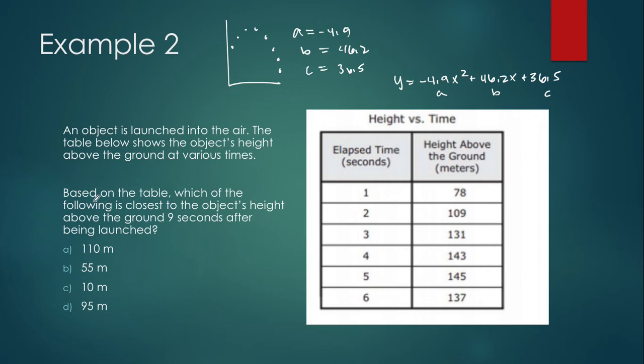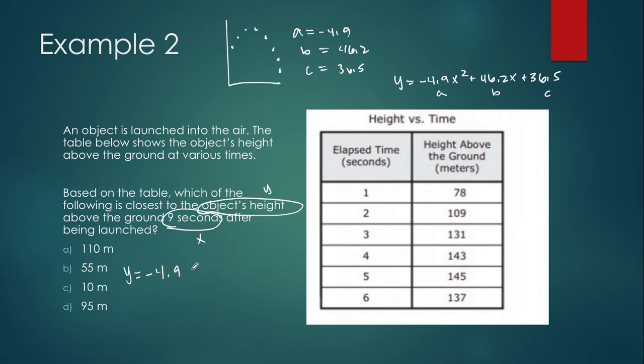Now, let's look at the question. Based on the table, which of the following is closest to the object's height? So I'm looking for its height. So I'm looking for the Y value above the ground. 9 seconds is my X value after being launched. So if I'm looking for Y and it gave me X, what do you think I'm going to do with this X value? Plug it in.